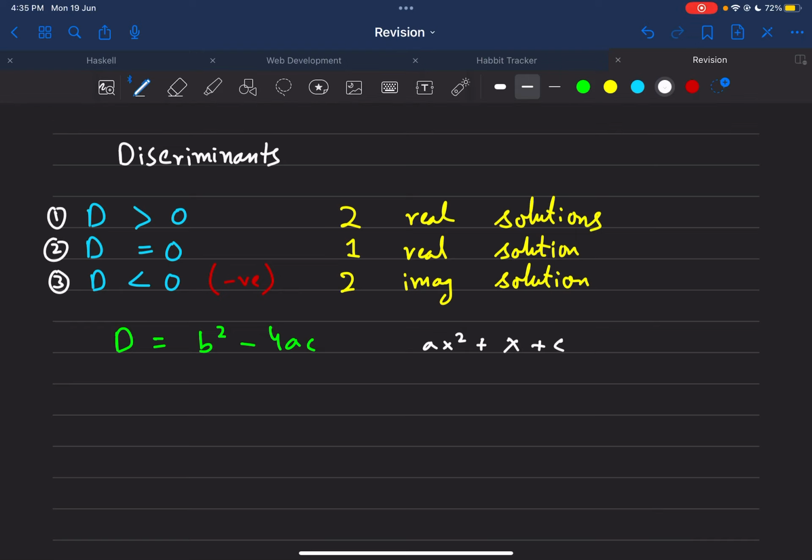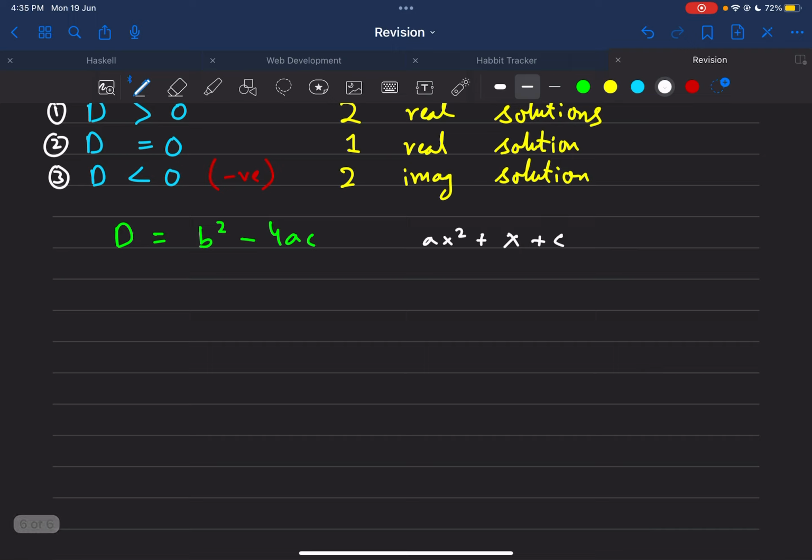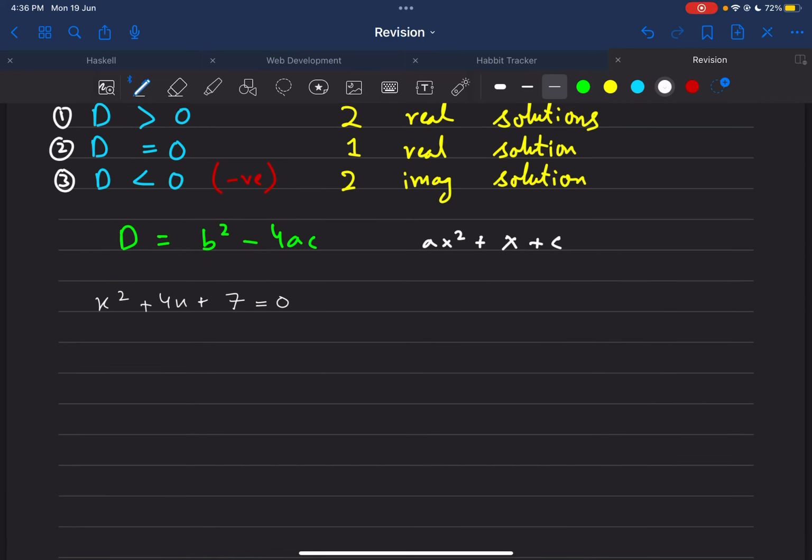one for each. The first example we're going to use is x squared plus 4x plus 7 equals 0. So in this question we need to find the number of solutions there are to this quadratic equation. In this quadratic equation, a equals 1, b equals 4, and c equals 7. Using the discriminant, we have b squared minus 4ac. So that's 4 squared minus 4 times 1 times 7. 16 minus 28, which is negative 12.